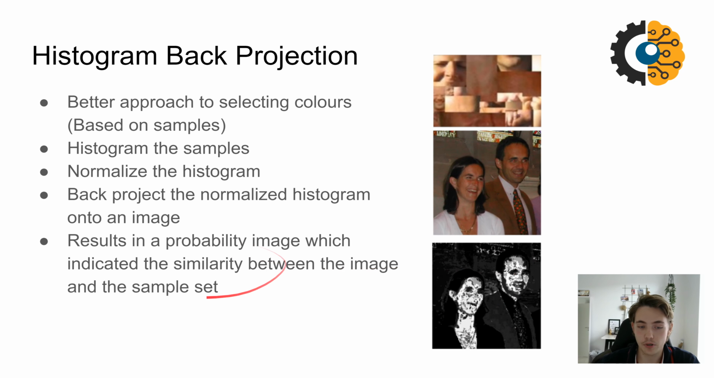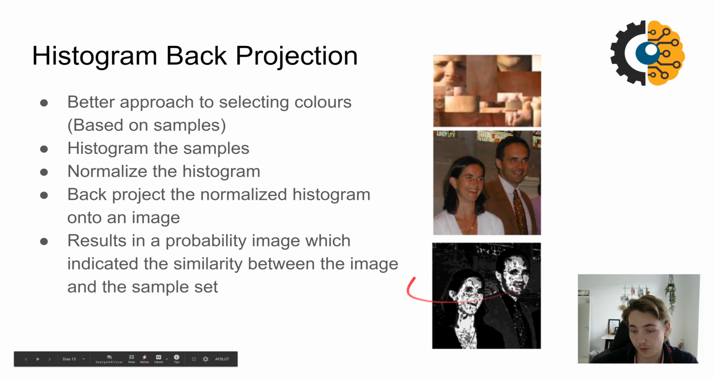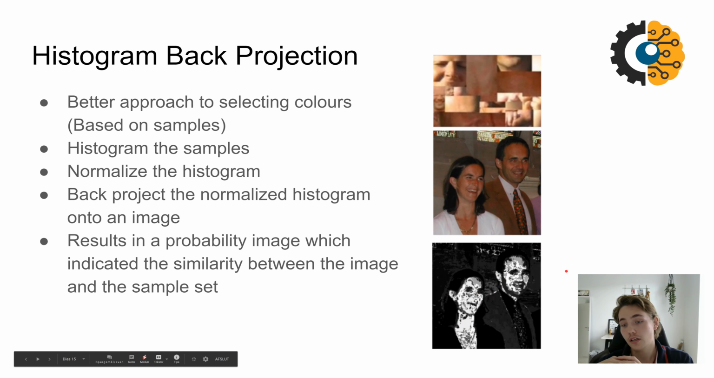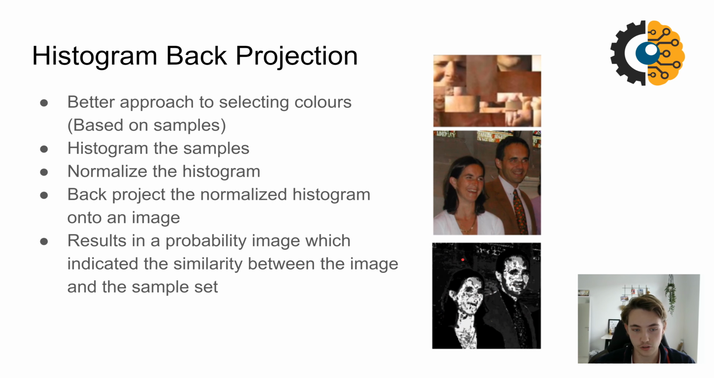The result would be a probability image which indicates the similarity between the image and the sample set, and our sample set would be the pixel values that we have told the algorithm or program are skin color values. Then the algorithm outputs a probability image, like for example down here, where these white values are probably skin color values, and then we can extract that information and use it for different kinds of object detection, not really recognition, but object detection, face detection, skin detection, and so on.